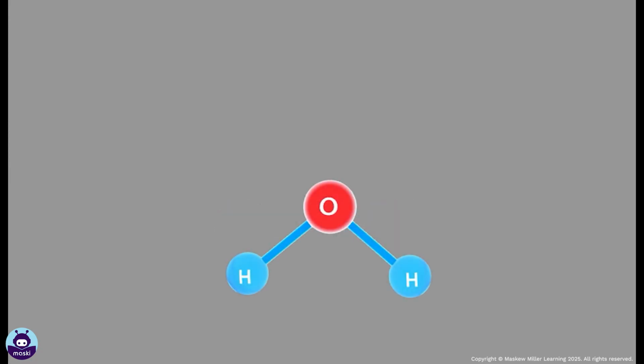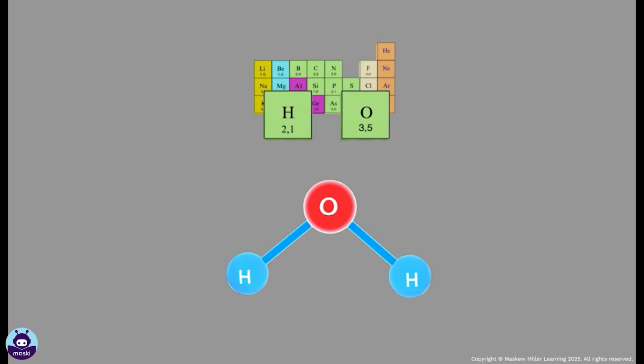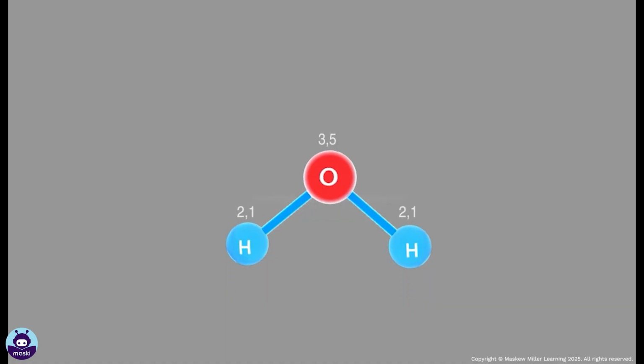Let us take the example of water, H2O. The oxygen-hydrogen bond is polar as the electronegativity of oxygen is 3,5 and that of hydrogen is 2,1, giving us an electronegativity difference, delta En, of 1,4.